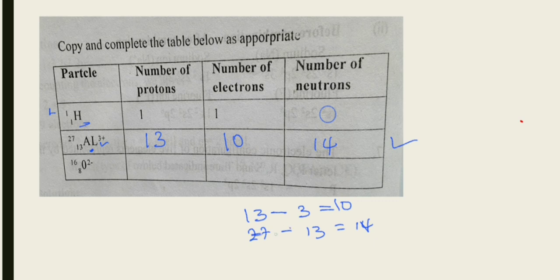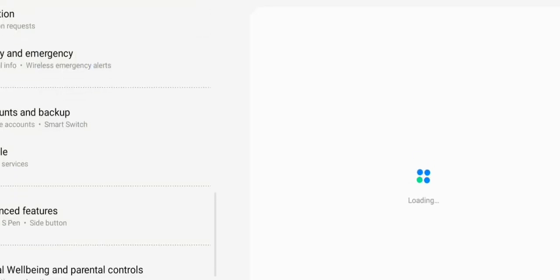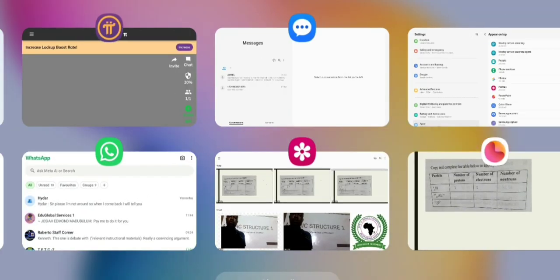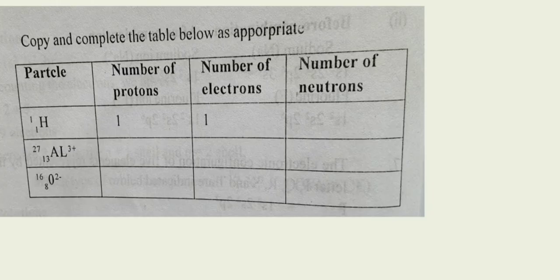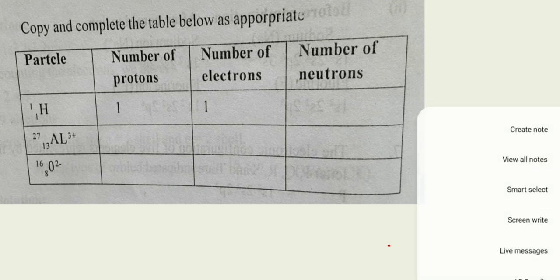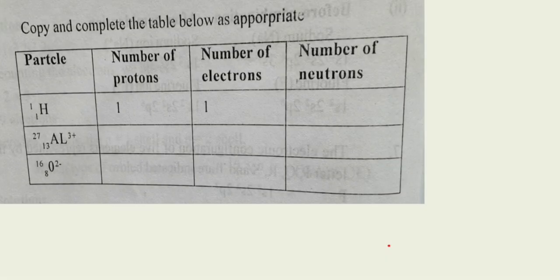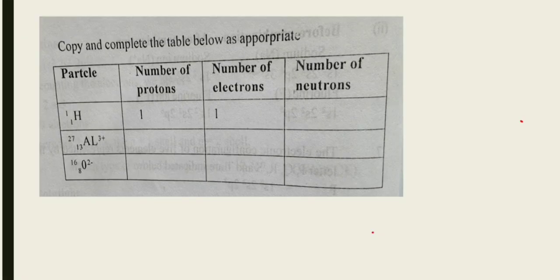Now, coming to that of oxygen, it is an oxygen ion. The oxygen ion has a mass number of 16 and atomic number of 8. Mass number of 16, atomic number of 8. So what do we do here for the oxygen?